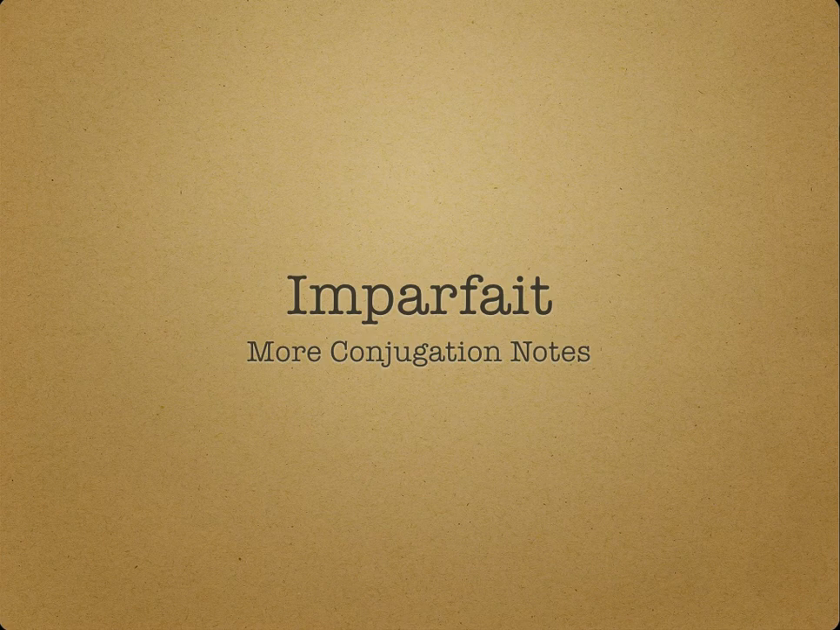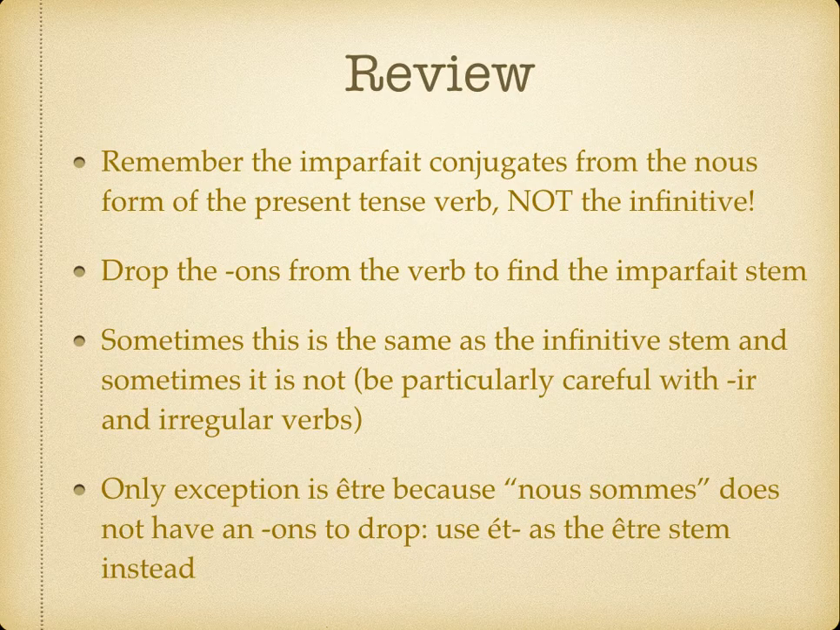Alright, so working some more with the imparfait based on some conjugation notes. Remember first of all that the imparfait conjugates from the nous form of the present tense verb, not the infinitive. So we'll conjugate the verb in the present tense, find the nous form, and then drop the O and S from the end of the verb to find the imparfait stem.